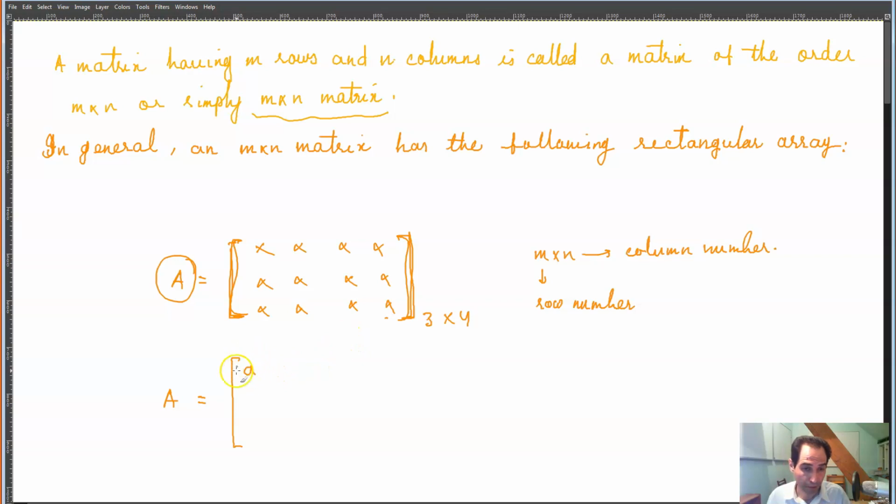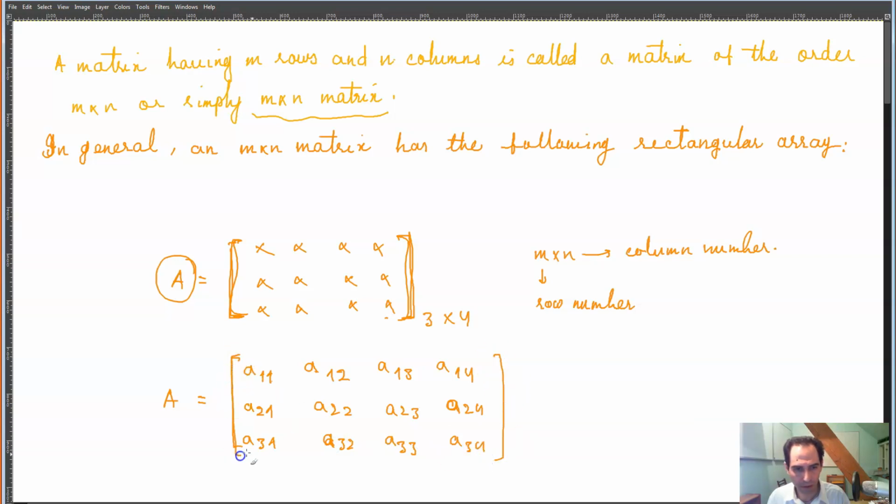Meaning that relative to this element, the row number is 1 and the column number is 1, therefore this becomes A of 1, 1. The next element becomes A of 1, 2. The next element becomes A of 1, 3. The next element becomes A of 1, 4. Then the next elements become A of 2, 1, A of 2, 2, A of 2, 3, A of 2, 4. The next elements become A of 3, 1, A of 3, 2, A of 3, 3, and A of 3, 4. Right, so that is how you write a matrix.